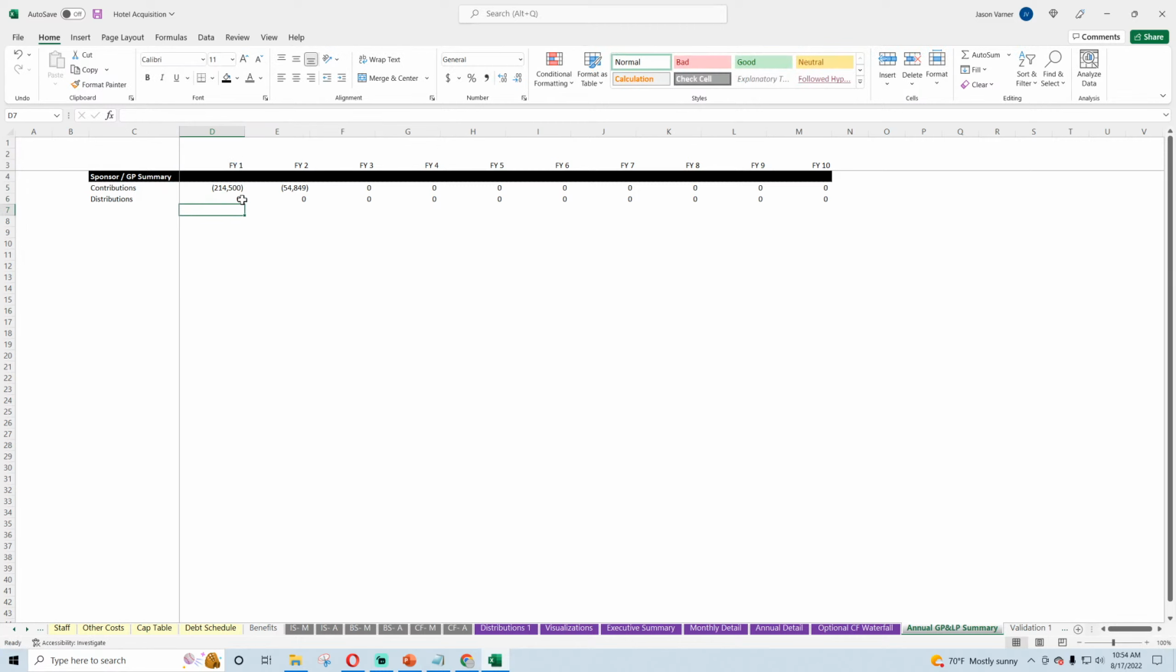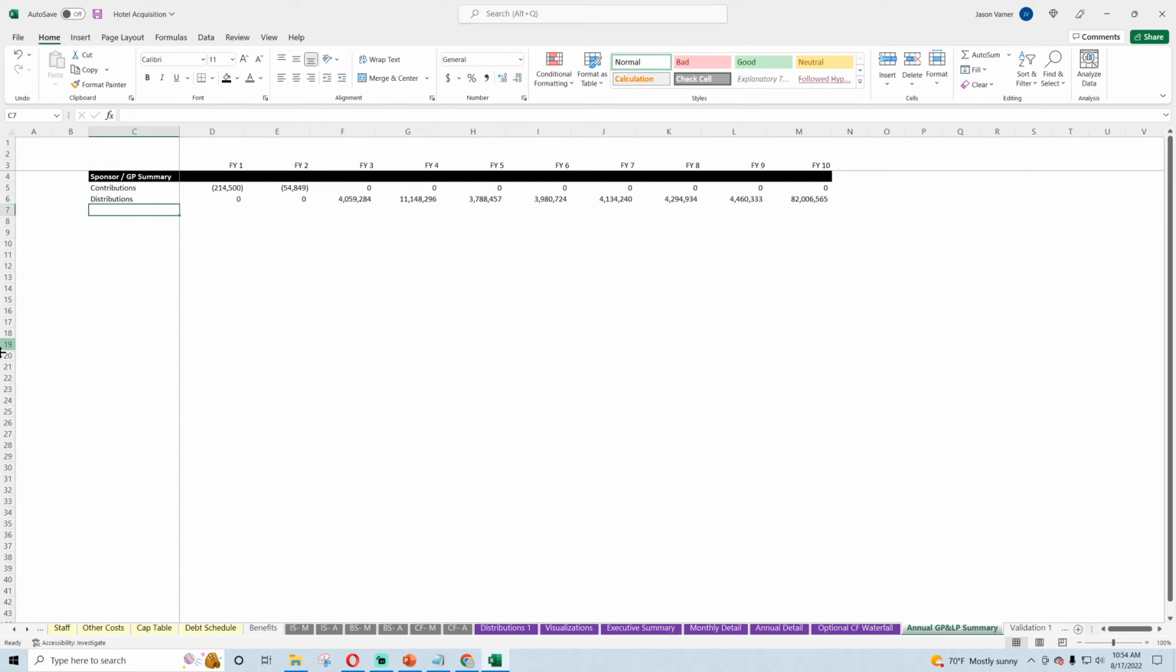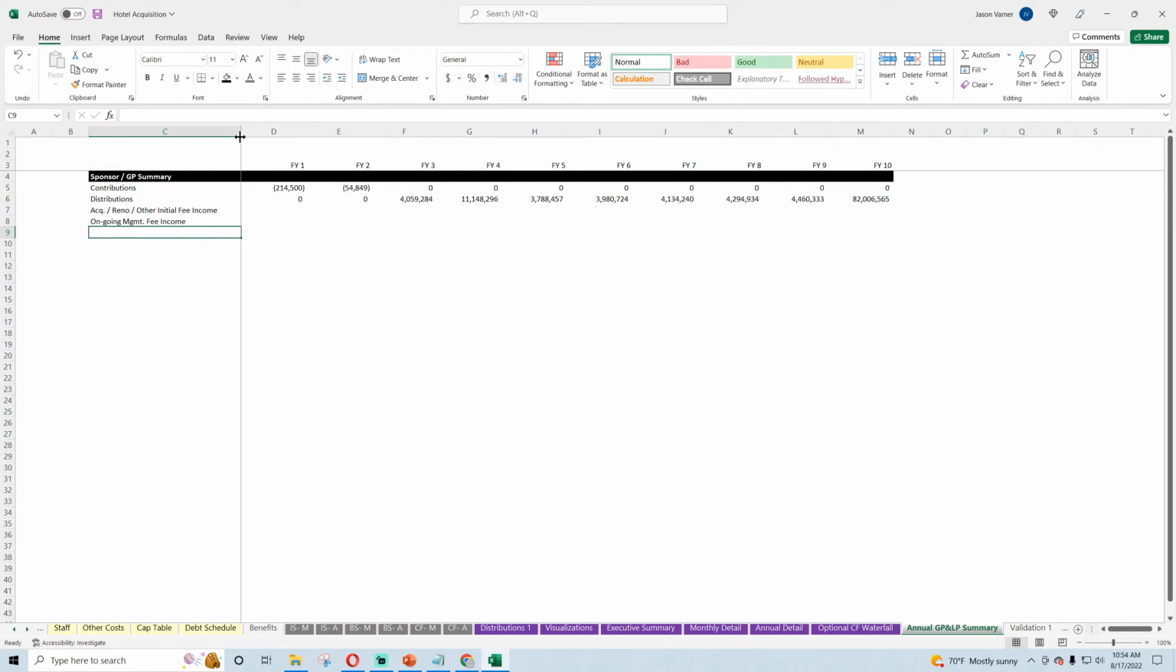So we're giving the sponsor just basically a contribution distribution summary. Here's what they're putting in. Here's what they're putting out. Now they also have, we'll put acquisition, reno, other initial fee income, and ongoing management fees, fee income. Now for these, we're going to have to pull separately because we added them together and they need to be separate.